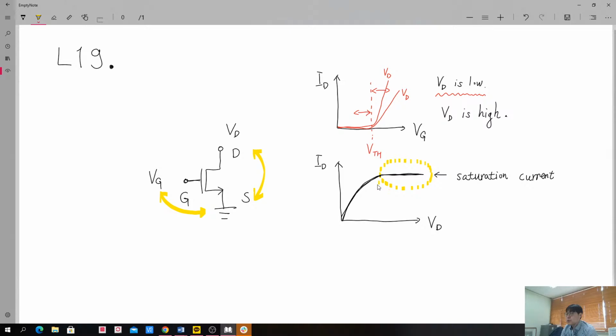And also here we have another one which follows parabolic behavior as a function of Vd. So this is typically called the triode region. Okay, this is it.